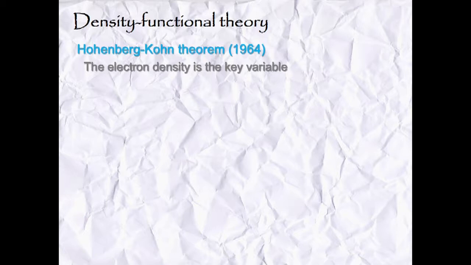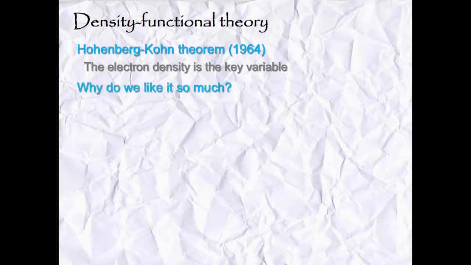The density had been used before, already in the late 20s of the 20th century. But Hohenberg and Kohn set the stage by proving that you can express the total energy as a functional just of the electron density. So you can compute the total energy just knowing the density, and you can also compute all the material properties in the same way as a functional of the density.